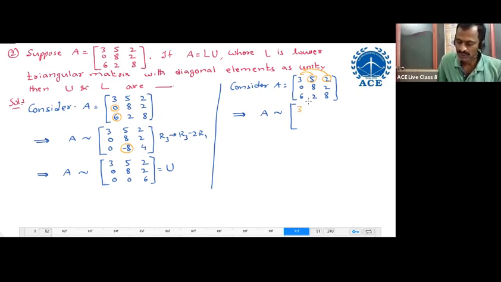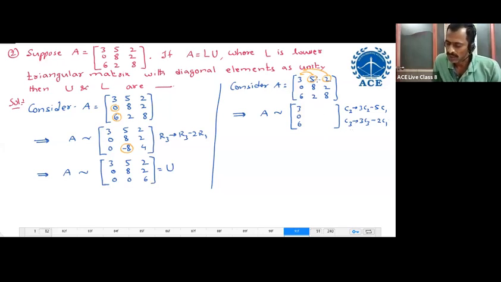So first column is same, that is 3, 0, 6. First column is same. Next, second column, C2 position, to make this 0: 3 C2 minus 5 C1. Next, C3 position: 3 C3 minus 2 C1.